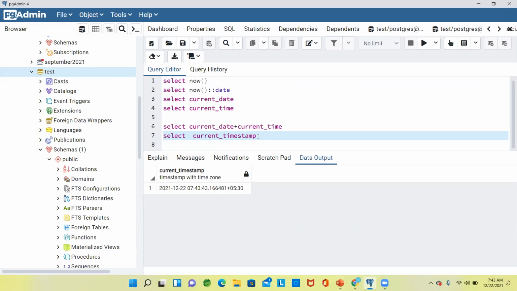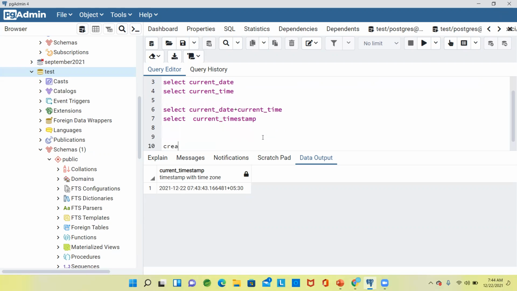That's what, no? It is saying, what is this? Current timestamp with the time zone. Same only, no? Even you can specify it when you are designing a table. Let us consider you are designing a table, okay? Table shop, okay?